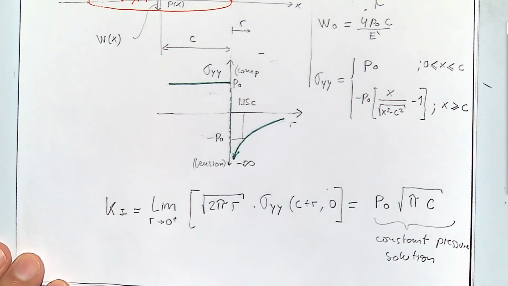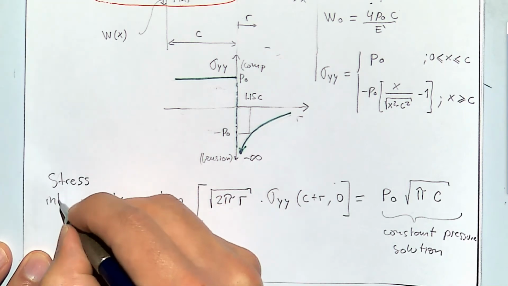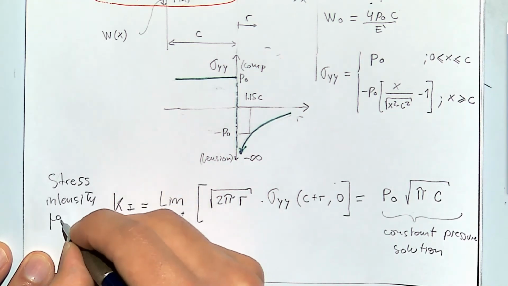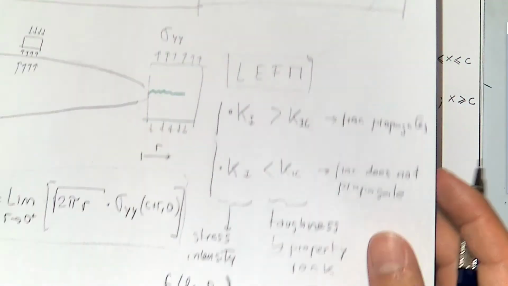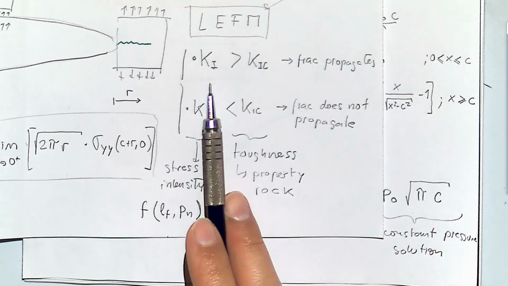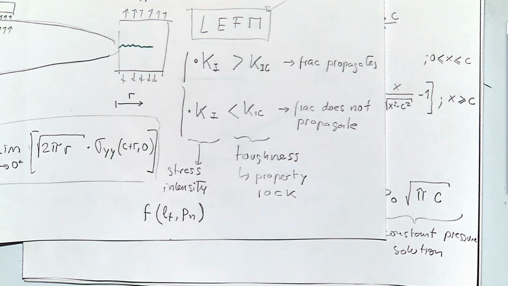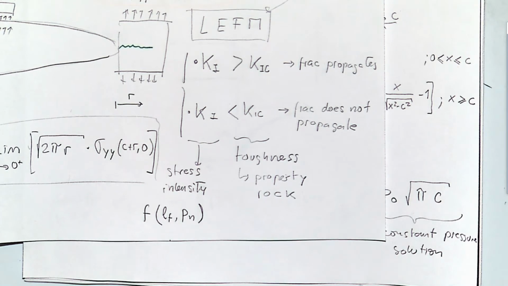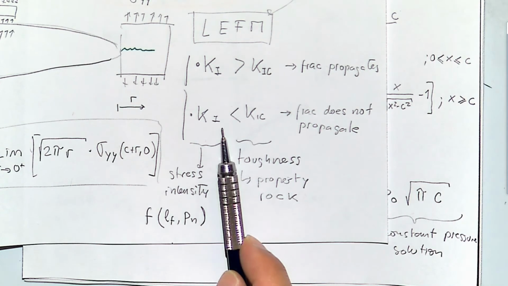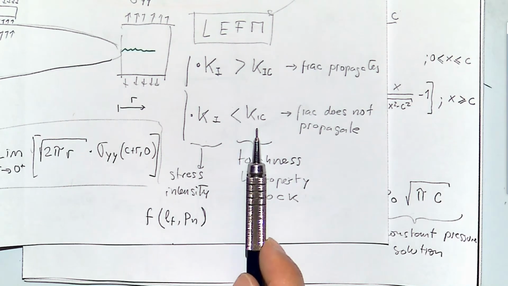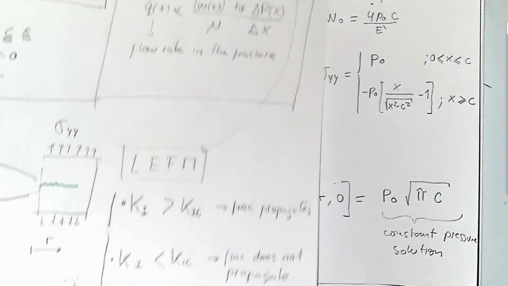What is this again? Stress intensity factor. As we mentioned in the previous lecture, when the stress intensity factor is higher than the stress intensity factor at which the rock breaks, which is called toughness, then the fracture is going to propagate. When the stress intensity factor is less than that number, which is a property of the rock, the fracture will not propagate. I'll talk in a minute about how to measure fracture toughness.